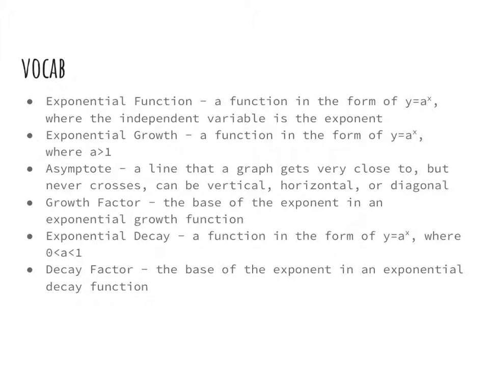An asymptote is a line that a graph gets very, very close to, but never crosses. It could be a vertical asymptote, a horizontal asymptote, or a diagonal asymptote. A growth factor is the base of the exponent in an exponential growth function. So if we know it's a growth function, that base is going to be our growth factor.